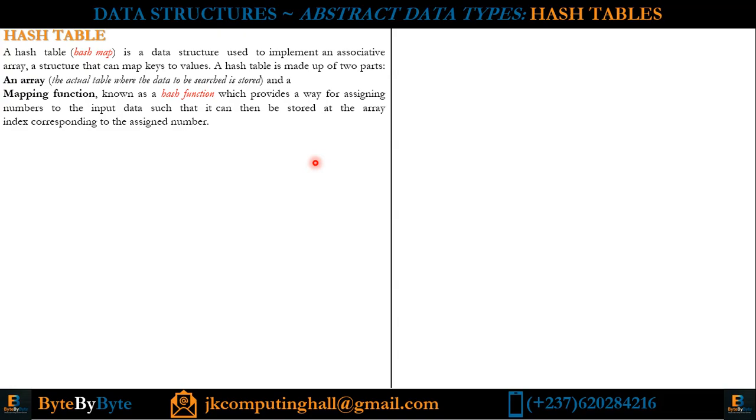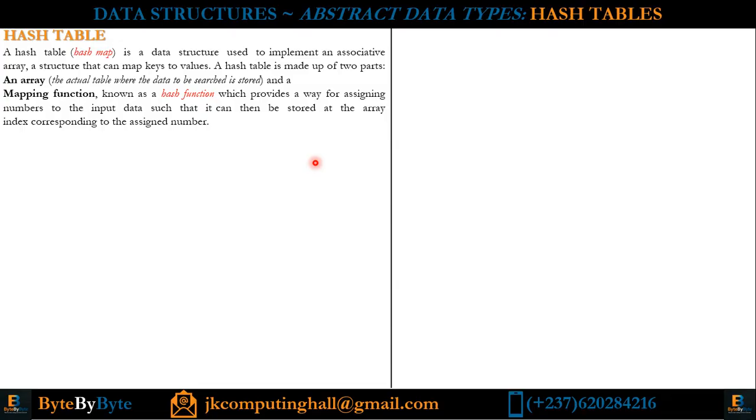Although we can still use a simple array to represent a hash table. Now, a structure to implement an associative array, a structure that can keep keys to values. That's what we say. In a normal array, we have index to values, but in an associative array, it is keys to values. A hash table is made up of two parts.